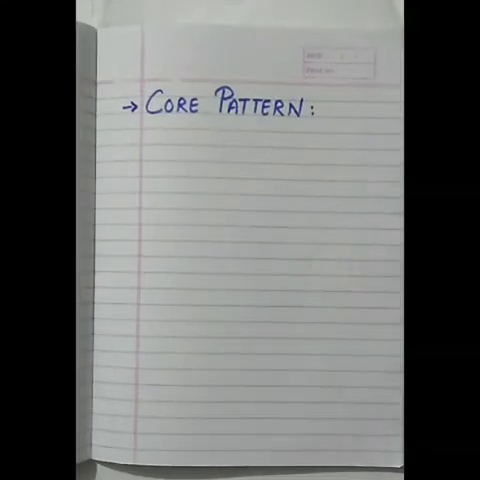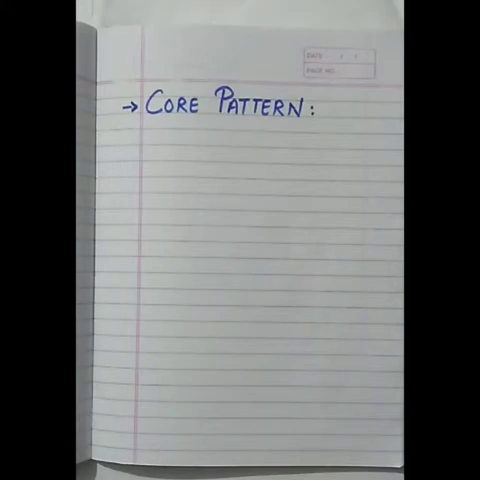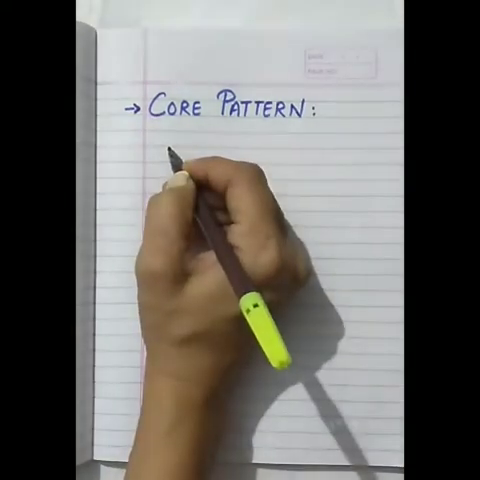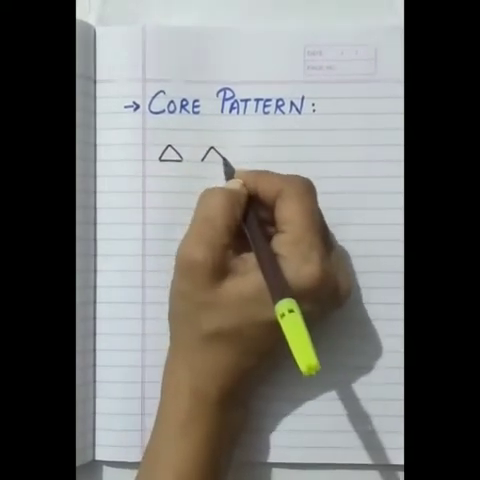Now, how can we identify the core pattern? Let us see that. First of all, what is the core of a pattern? The element that gets repeated is called the core of a pattern. The thing which is repeated, the sequence which is repeated, is nothing else but the core pattern. Let us see how. I have drawn a few triangles over here.